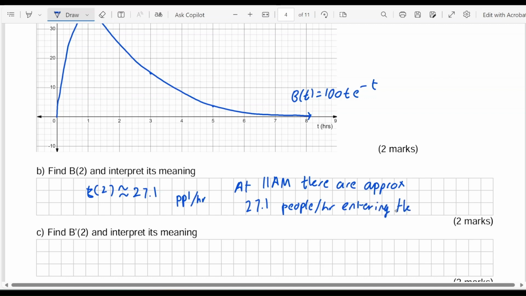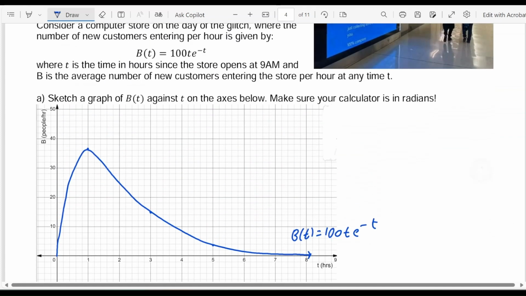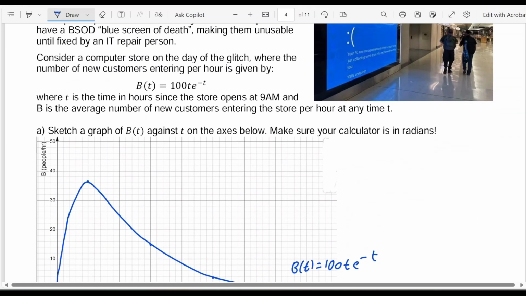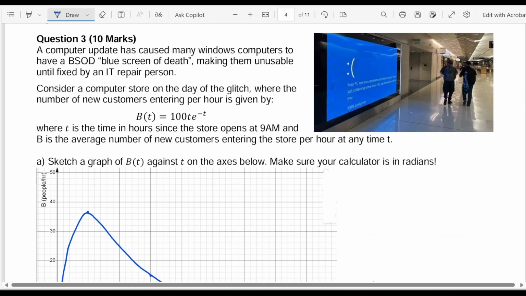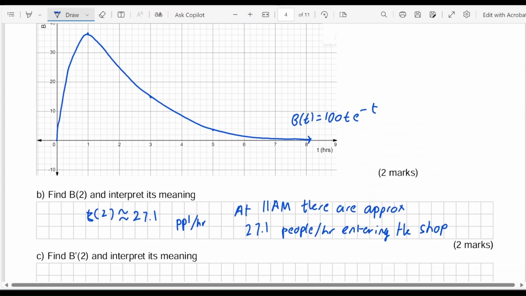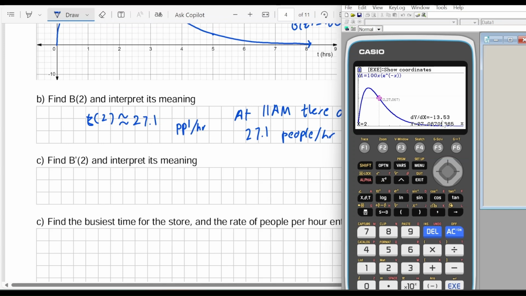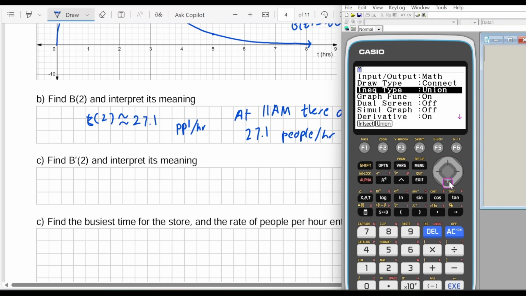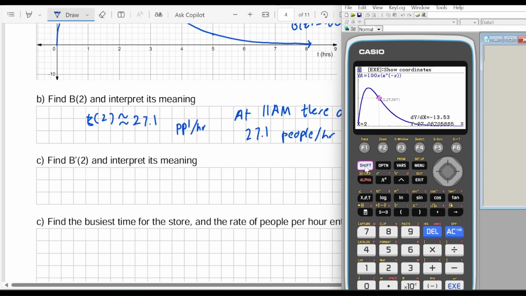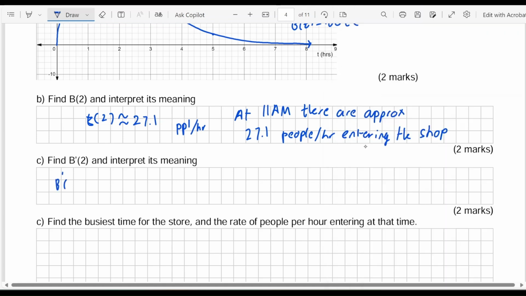Now, we got to be really, really careful about this question. We're used to graphing on the y-axis like an amount of people. We're actually graphing the rate on the y-axis. So this graph is almost like the derivative of the total number of people in the shop. So it's just a bit funky with the interpretations. B dash of 2. So when we did this, we got minus 13.53. Now, if you didn't have that number showing, you got to go Shift Menu and turn derivative on. That'll do it for you. So when you do that, Shift Trace to minus 13.53. B dash of 2 is minus 13.53.